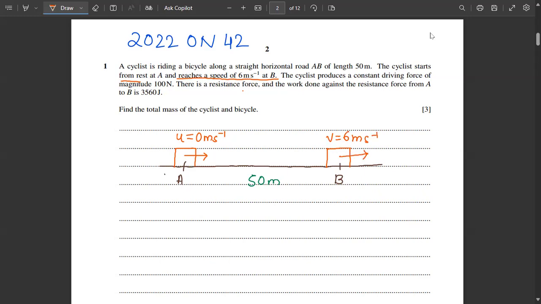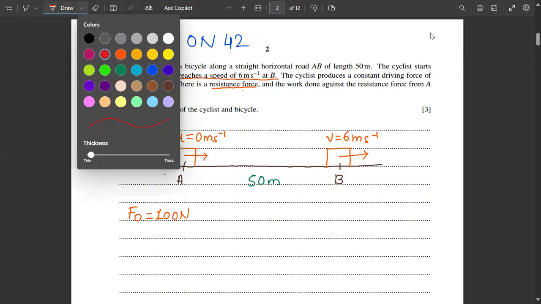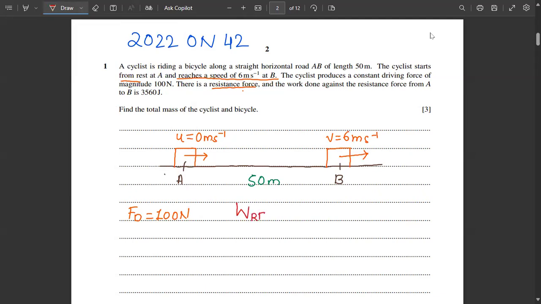The cyclist produces a constant driving force of magnitude 100 Newton. So let's write it here. Driving force is 100 Newton. There is a resistance force and the work done against resistance force is 3560. So let us write the work done against resistance force is 3560 joule. So now what we have to find is the total mass of the cyclist and the bicycle.